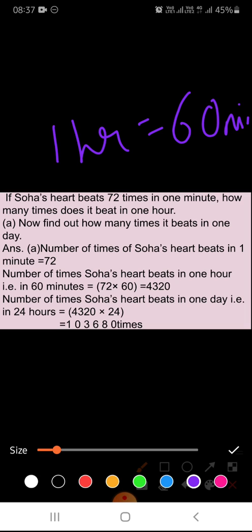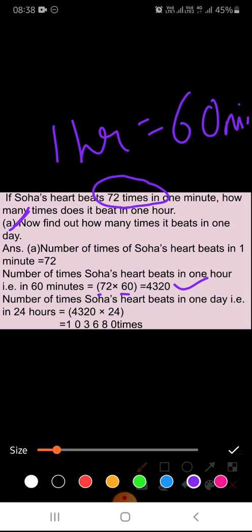So first of all, it is given. You can easily find for 1 hour, because in 1 minute it is beating 72 times. So in 1 hour it will beat 72 multiplied by 60, that is 4320 times. Now in part A you have to find how many times it beats in 1 day.